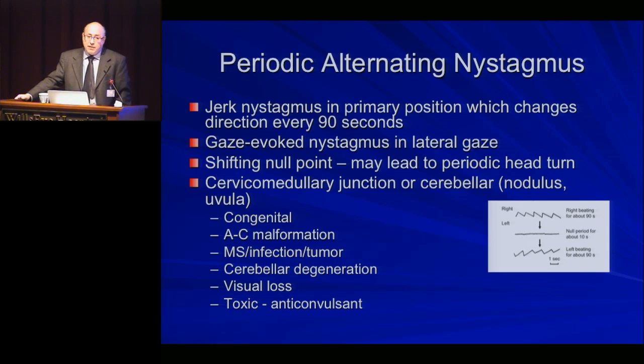You see it with Arnold Chiari malformations typically, MS, infection, tumor, cerebellar degenerations, rarely with visual loss or toxic. And so you see the tracing of it beating one way and then changing and beating the other way. And so I'll show you a woman who has an Arnold Chiari malformation, who, if you let her be by herself, she'll constantly turn her head all day. But if you have her fixate straight ahead, you'll see the reversal of the nystagmus.